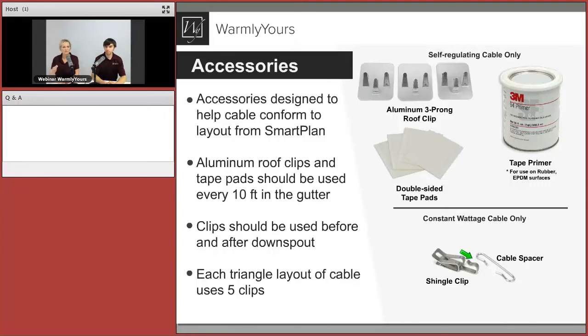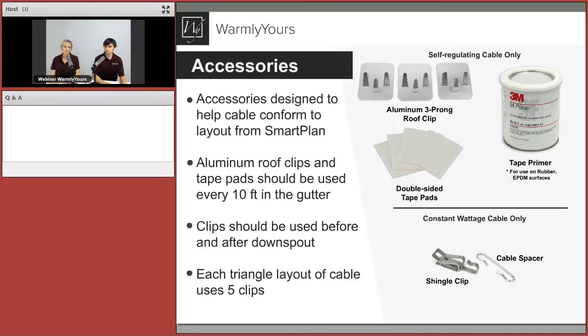Excellent. And I see that you've given some guidelines. Clips should be used before and after the downspout. Clearly, you're not getting in that downspout. Yeah, we didn't mention running freely through the downspout. I mentioned the 5 clips per triangle. In the gutter, it's even simpler. You just want to add 1 clip every 10 feet. The cable already lays in the gutter pretty nice and flat, so you're just giving that extra secure point every 10 feet to make sure it stays nice and flat there.